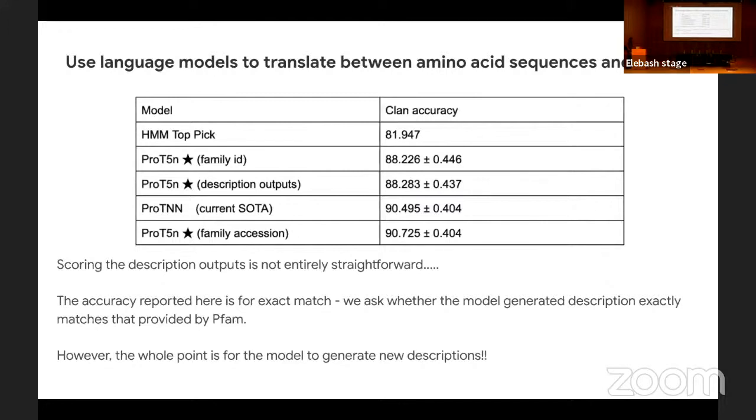But the problem here is that we want the model to generate new descriptions. The whole point is for it to tell us things that we didn't know, right? We want it to be able to really innovate. And we're measuring exact matches. So we're measuring cases where it exactly reproduces the PFAM provided description. So we're kind of missing the point.